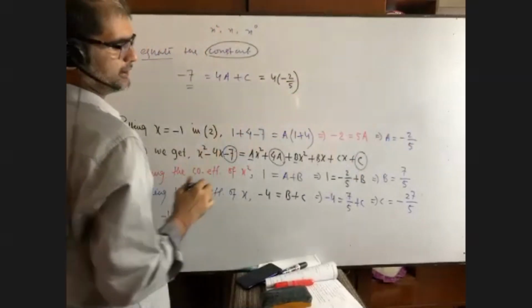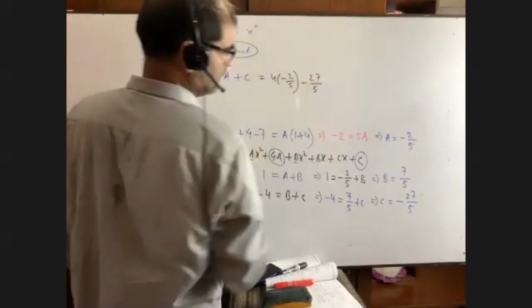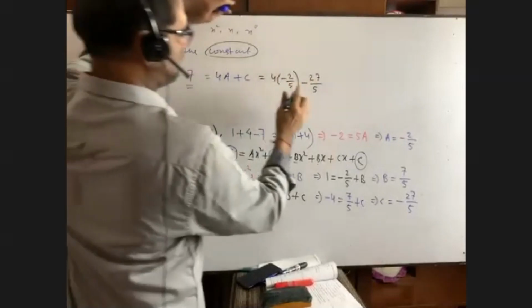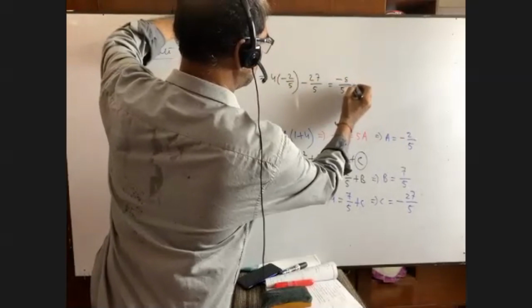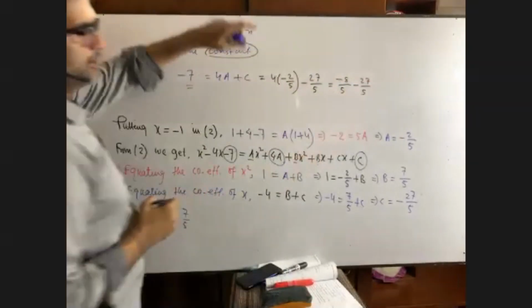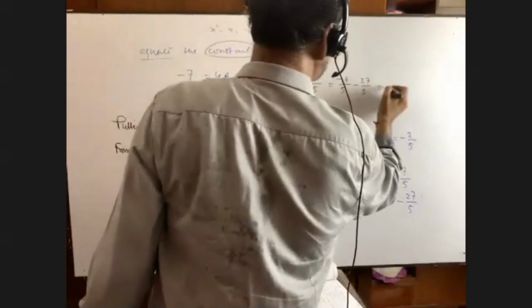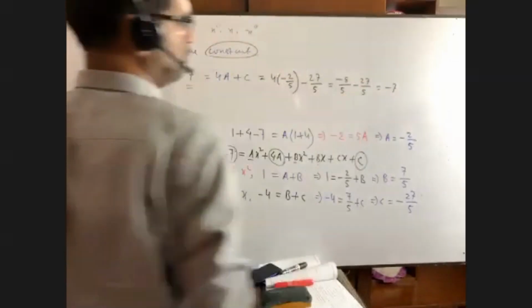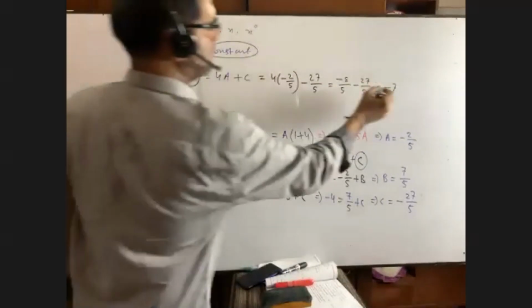What is the value of c? C is what? -27/5. Is it? Now can you calculate it? -8/5. -27/5. What is the result? If we calculate it, what will be the result? -7. If we get LCM, we'll get -35/5. You see, this is -7.